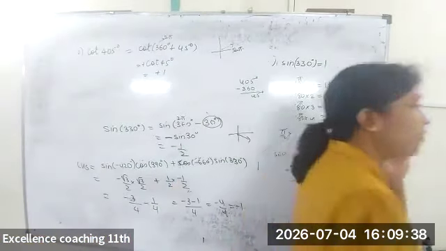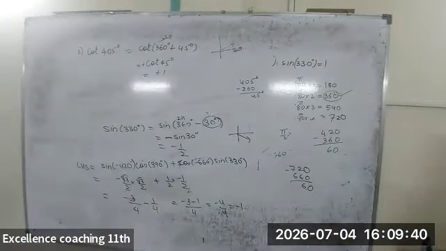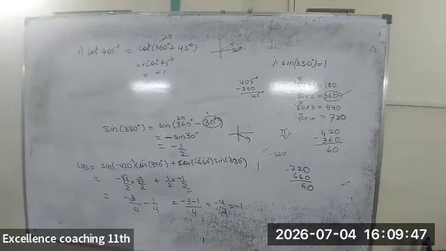Sine 45 is 1 by root 2. And cos 45 is 1 by root 2. Cot is cos upon sine. Tan 45 and cot 45 is always 1.